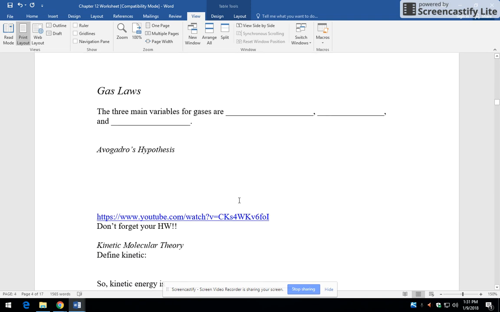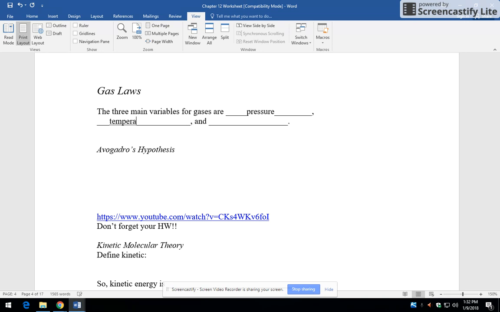Now, once we get to page 4, we get to talk about the mathematics a little bit. We'll do most of this in class. The 3 main variables for gases are, not surprisingly, the 3 we just talked about: pressure, temperature, and volume. And we're going to talk about how they're mathematically related shortly.